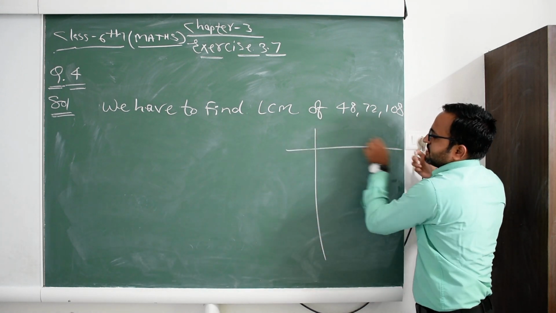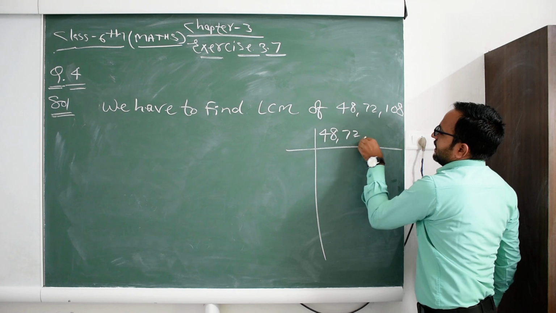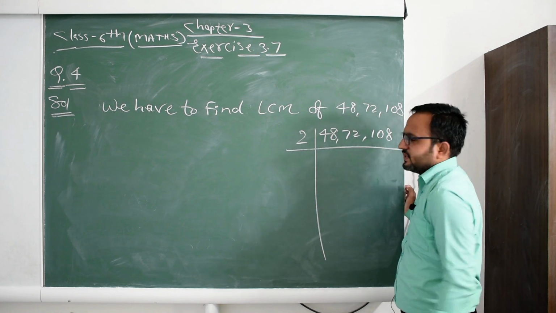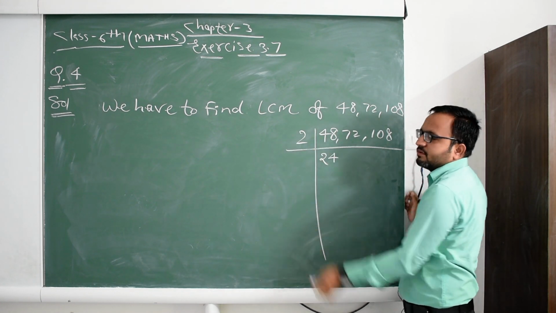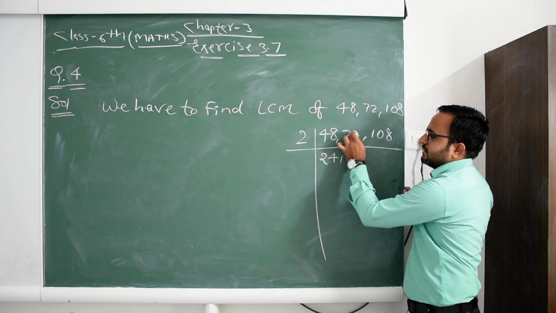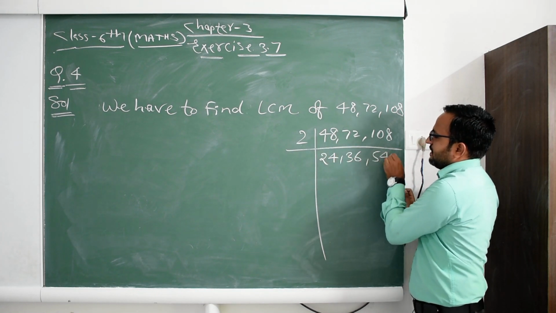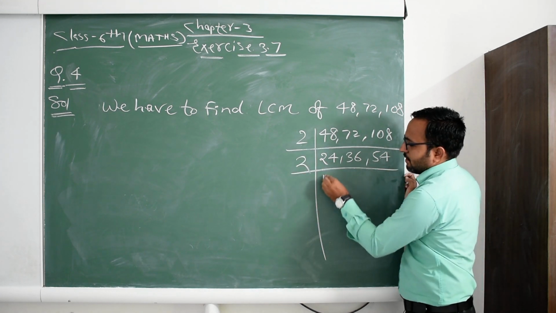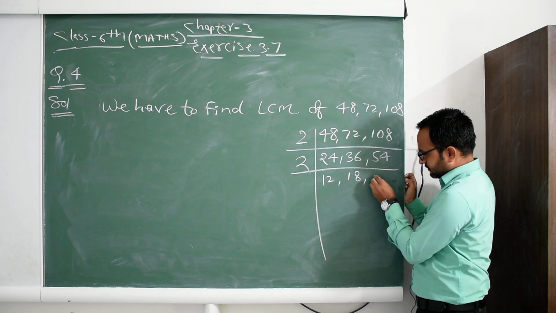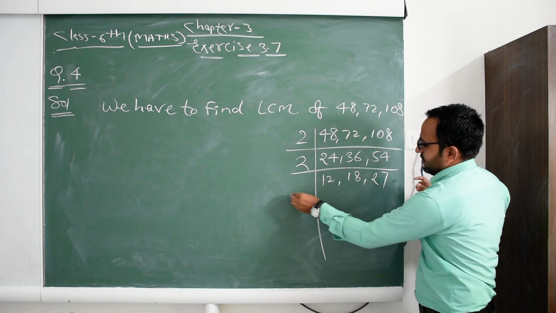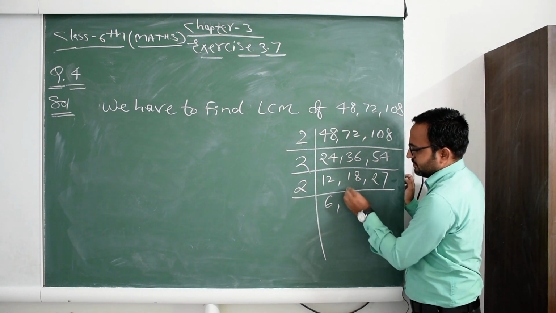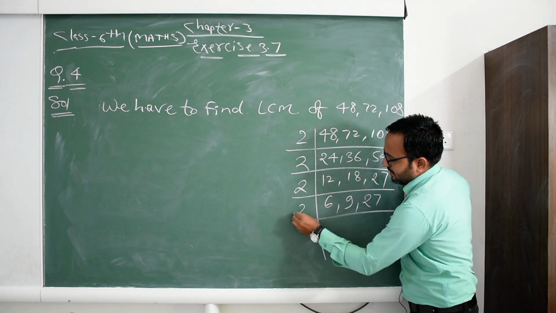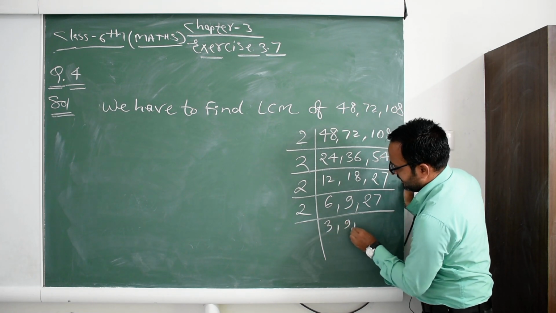First we find the LCM of these 3 numbers. All 3 numbers are even, so we start from 2. 24 twos are 48, 36 twos are 72 and 54 twos are 108. Again by 2: 12, 18 and 27. 9 twos are 18 and 27 stays. Again by 2: 3, 9, 27.